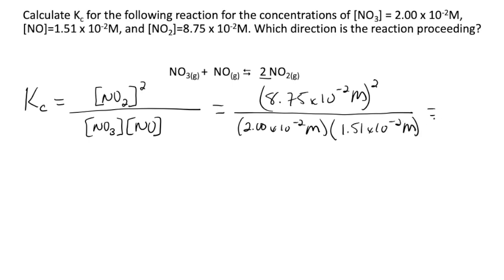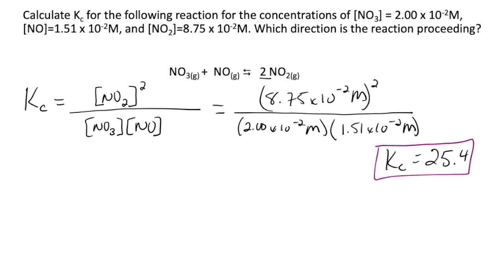When entering this into your calculator, I strongly recommend using parentheses wherever appropriate, because if you don't, your calculator will not do PEMDAS in the correct order. Reporting this to 3 sig figs gives Kc to be 25.4. This is the answer to part A.